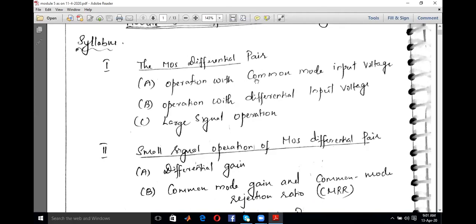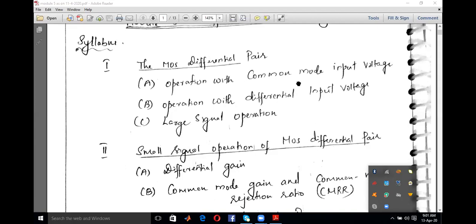That is, we'll study the operation with the common mode input and then the operation with the differential mode input. Then we will study the large signal operation, where we are trying to derive the transfer characteristics of this differential amplifier, that is, how this current varies with respect to the differential input.